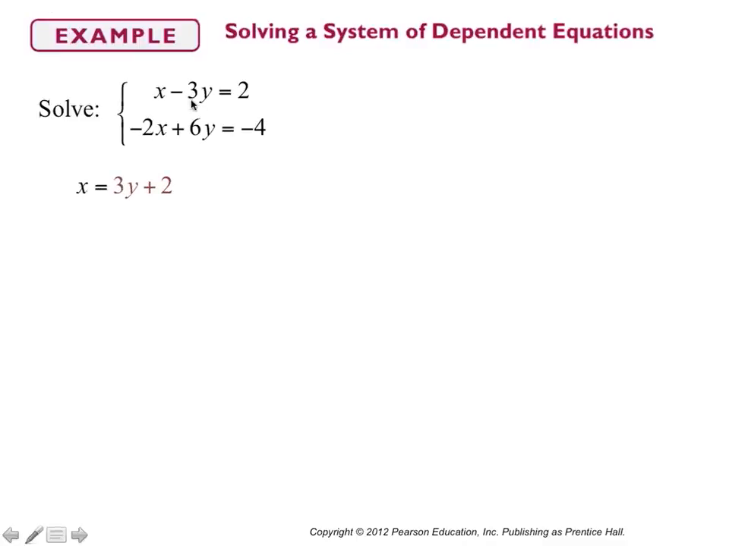So it looks like they've taken the first equation, solved for x, so we get x equals 3y plus 2. And then we go ahead and plug 3y plus 2 in wherever we see an x in the second equation. So we have negative 2 times (3y plus 2) plus 6y equals negative 4. So what I want you to do is take 10 or 15 seconds, go ahead and distribute and combine like terms and see what you get for a solution for this one.